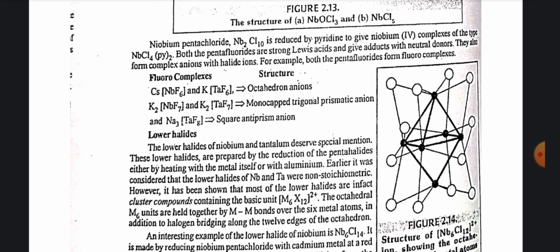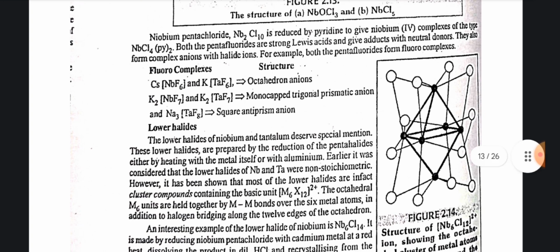Niobium pentachloride Nb2Cl10 is reduced by pyridine to give niobium complexes of the type NbCl4. Both the pentachlorides are strong Lewis acids and give adducts with neutral donors. They also form complex ions with halide ions. For example, both the pentachlorides form fluorocomplexes.